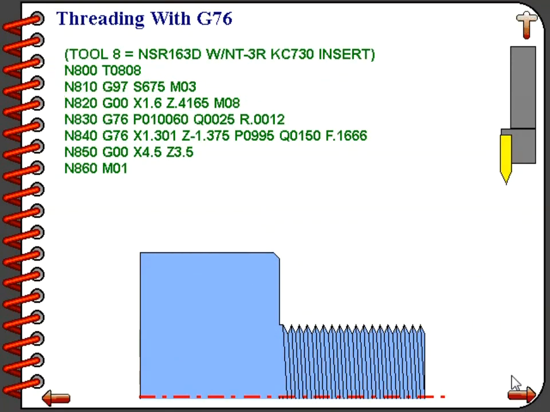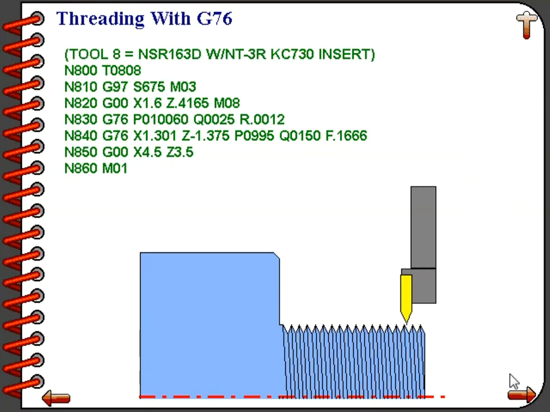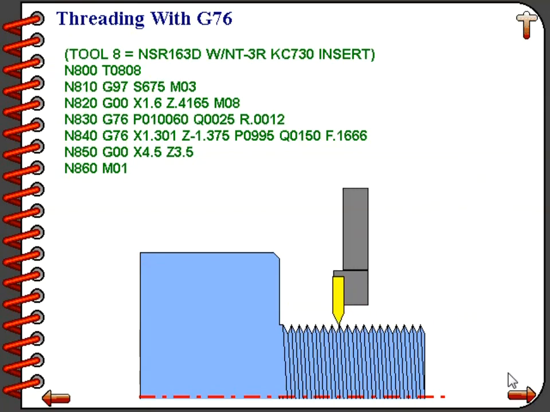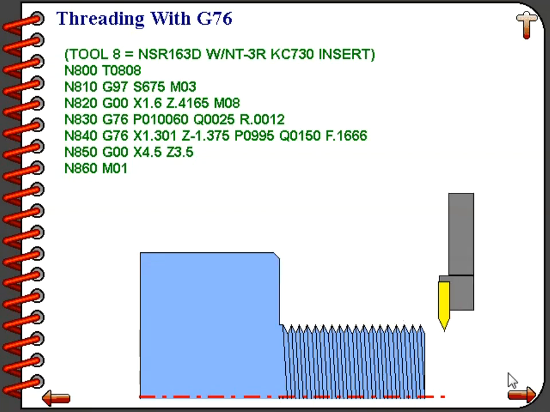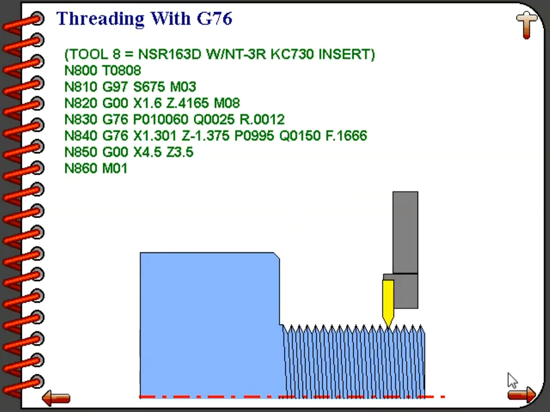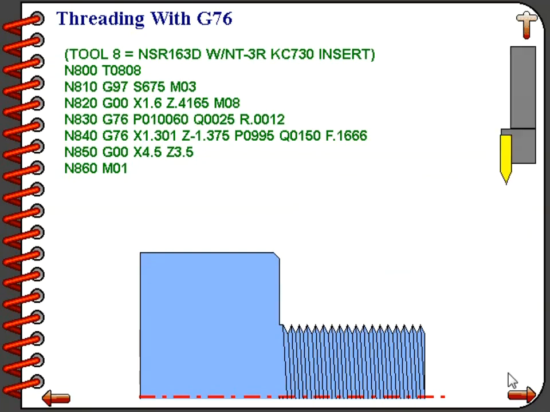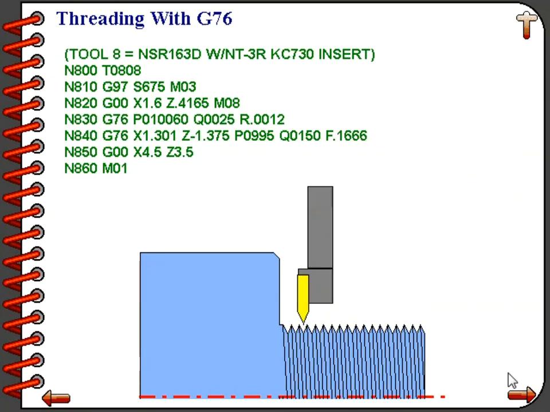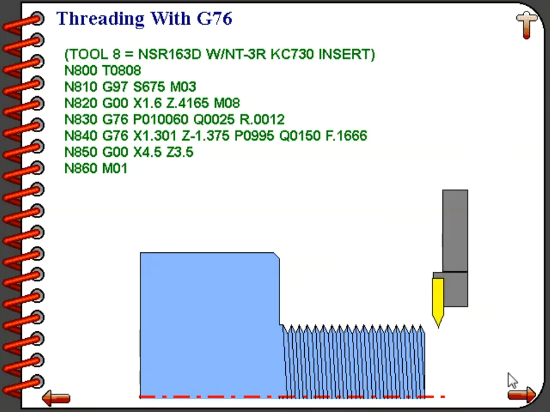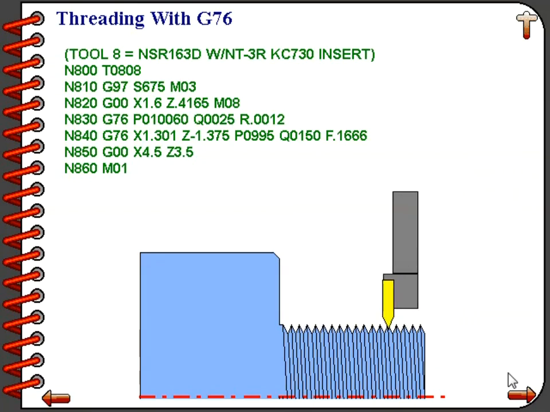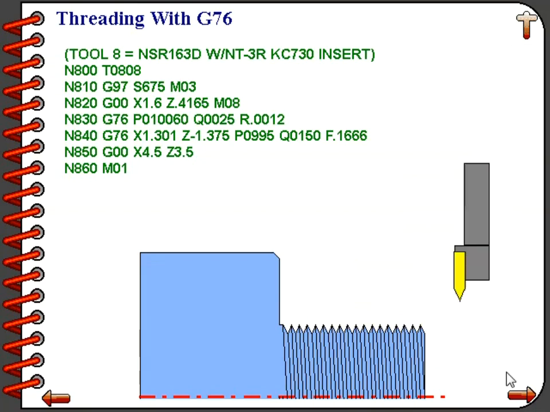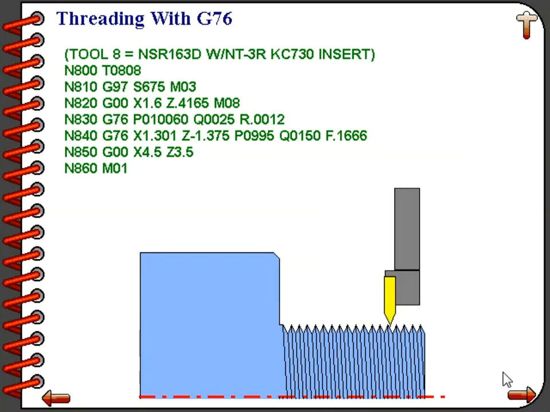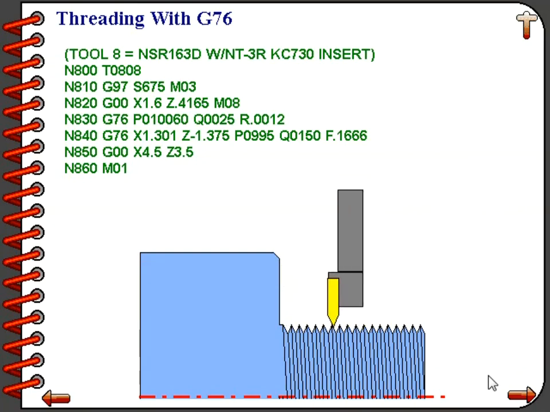Now let's take a look at the whole program section for this particular tool. As always, we describe the tool in our comments with the parentheses. We call up tool 8 with offset 8 on line number 800. Line number 810 sets the machine into direct RPM mode. Threading operations must always be performed in direct RPM mode, which means we would have to convert from the recommended surface feet per minute into an RPM. And in this case, it came out to 675 RPM.